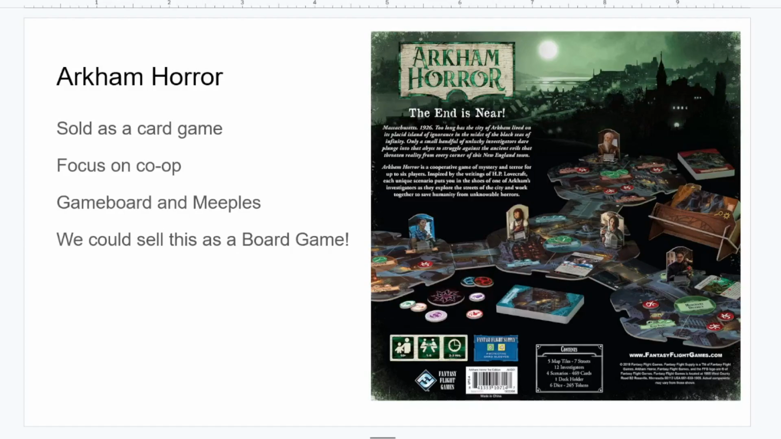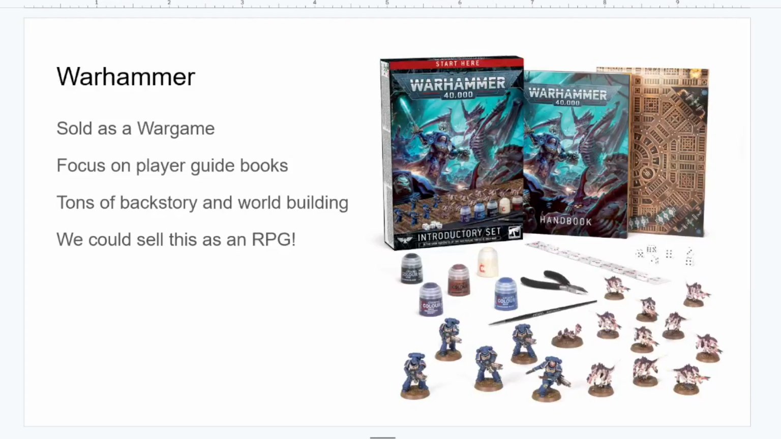I'll ask again, what genre do you guys think Warhammer 40K is? I think it's a money extraction simulator. That's a good one. Board game. Warhammer as a board game. I like that. I like Warhammer as a board game, and we definitely could have sold Warhammer as a board game, but I actually wanted to bring up that we could sell this as an RPG.